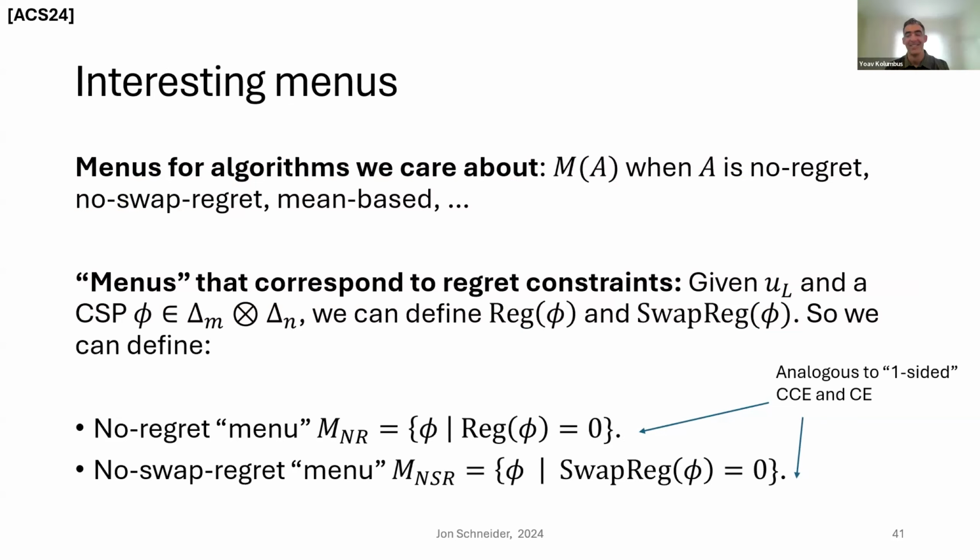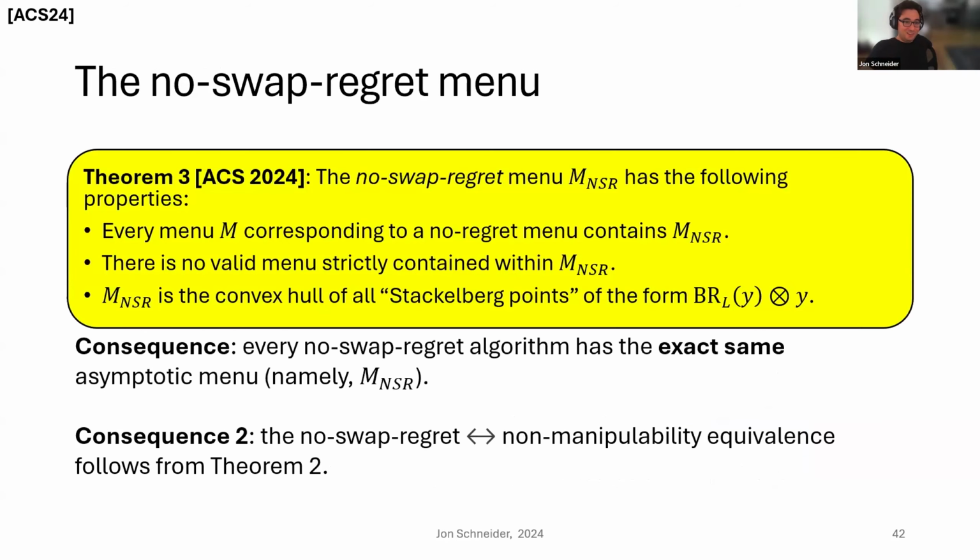One reason is that these two sets do satisfy the characterization of menus. So there are learning algorithms which actually have these sets as menus. There is a generic no regret learning algorithm whose menu is this entire no regret set. And there's also a no swap regret algorithm which has this no swap regret menu as its menu.